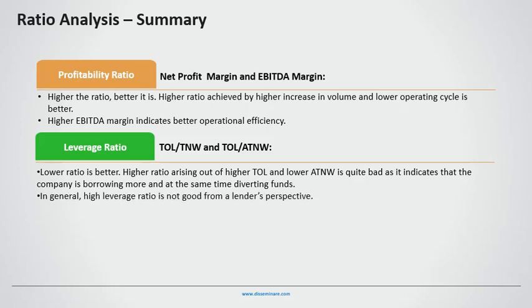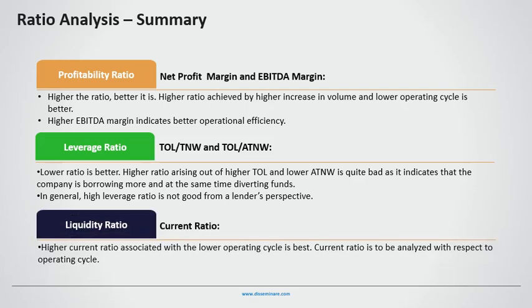Third, we look at the liquidity ratios. The current ratio, from the banker's perspective. Higher current ratio associated with the lower operating cycle is best. Current ratio is to be analyzed with respect to operating cycle.